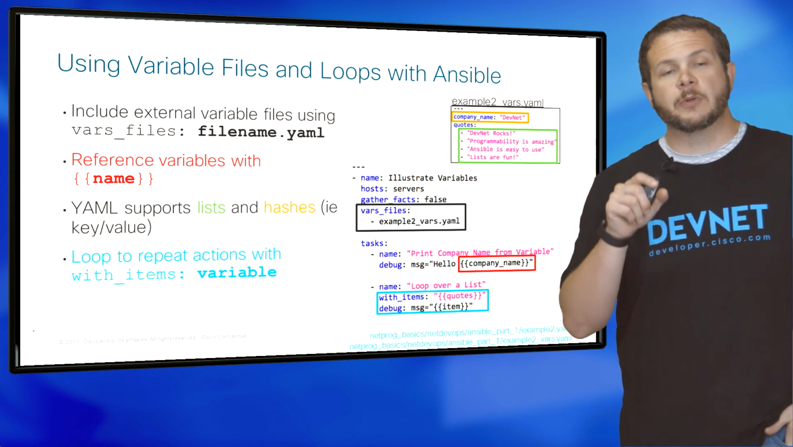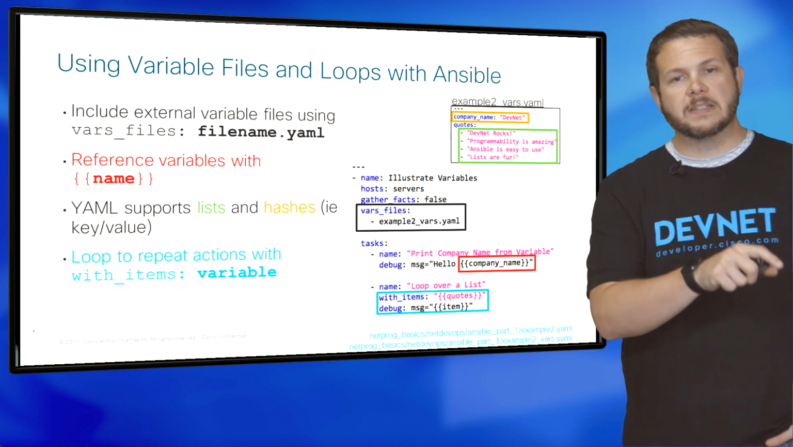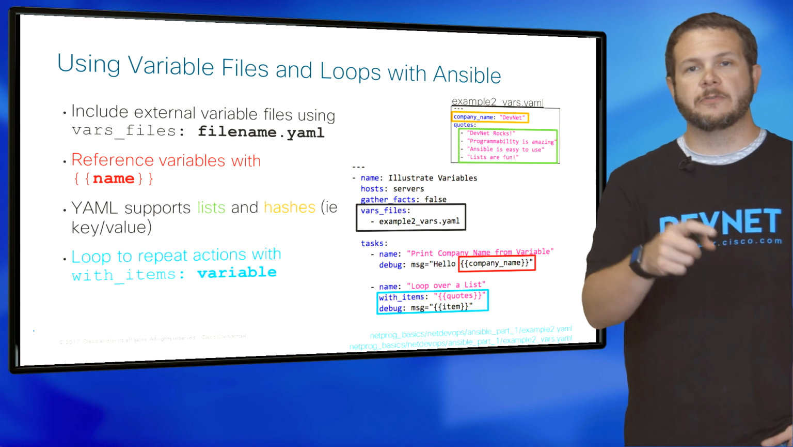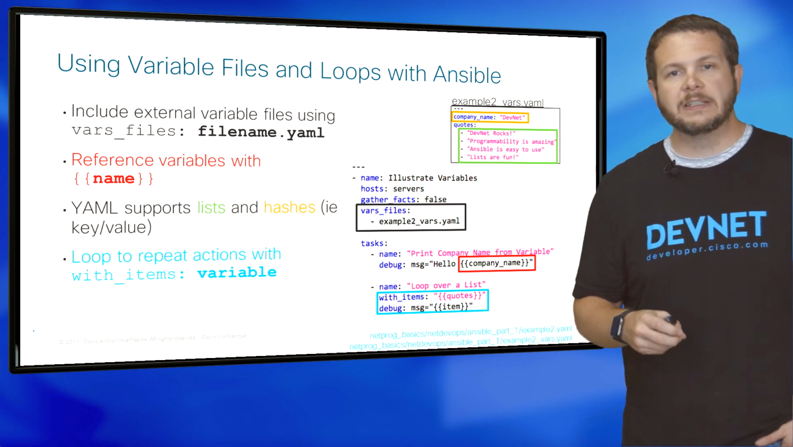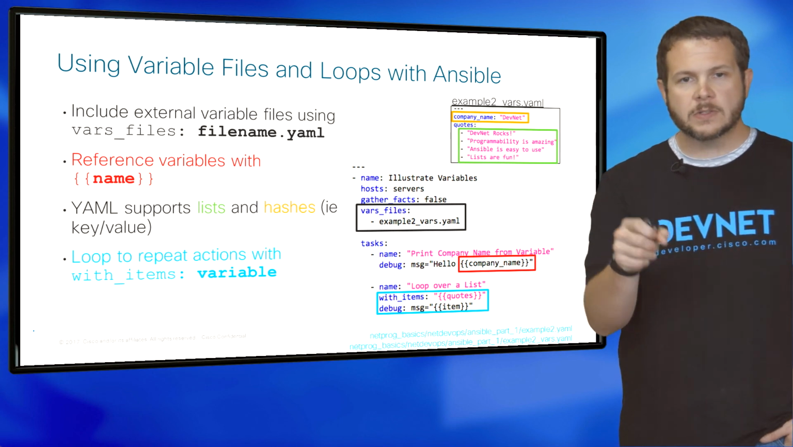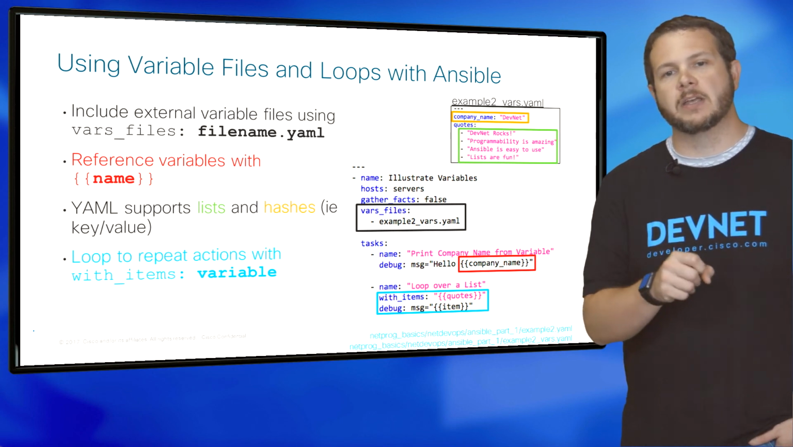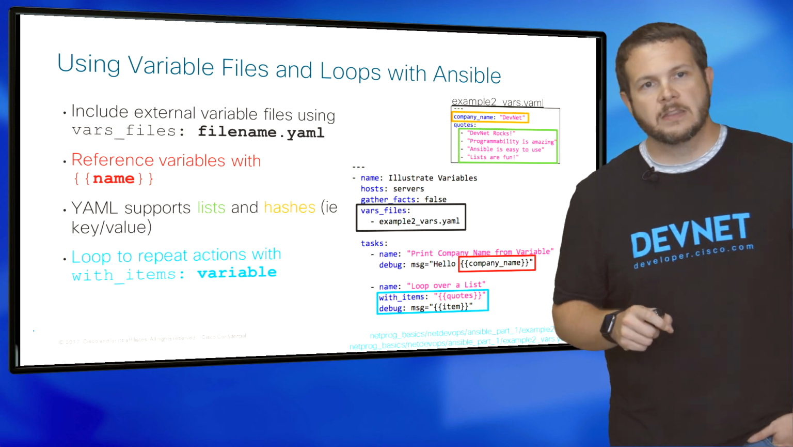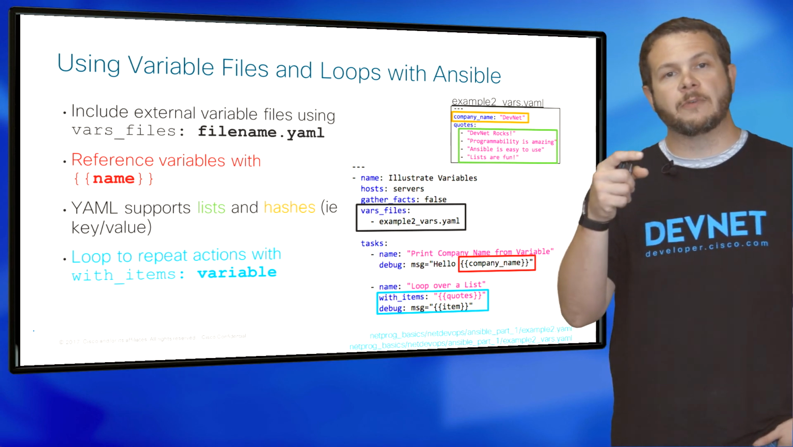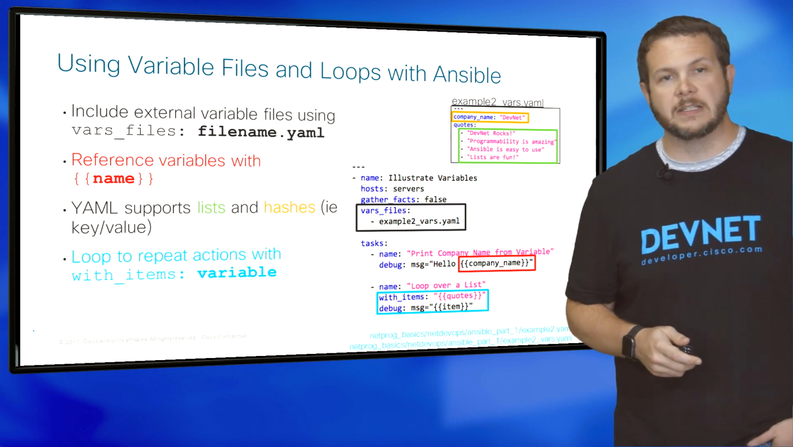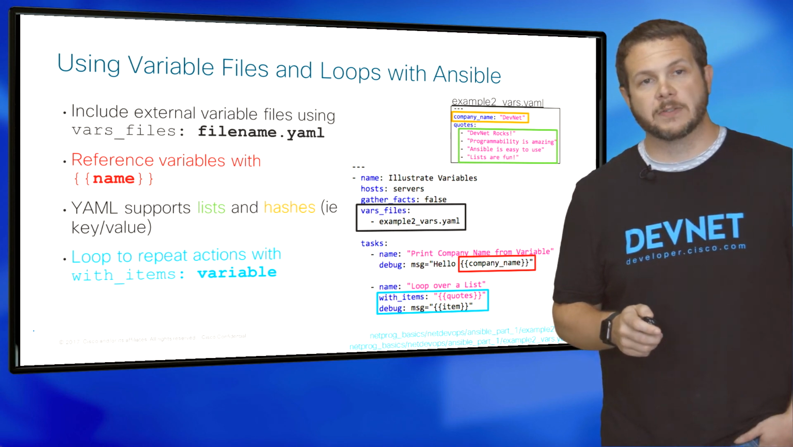Now if you want to create looped actions, here in blue we can see how we can loop over elements. So in this example, in our external variable file, we have a list of quotes. And then in blue we can see with_items: quotes, we want to go ahead and execute a debug command against each one of those and print out the item and the message that's there. This type of flexibility for external variable files, referencing those and using loops, is a common activity inside of Ansible playbooks.